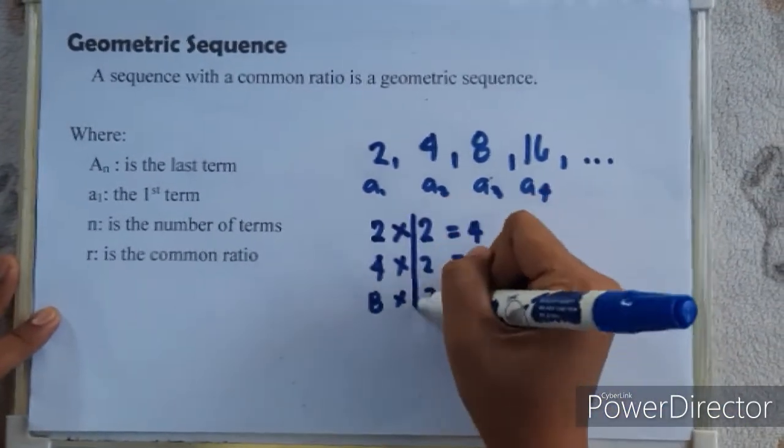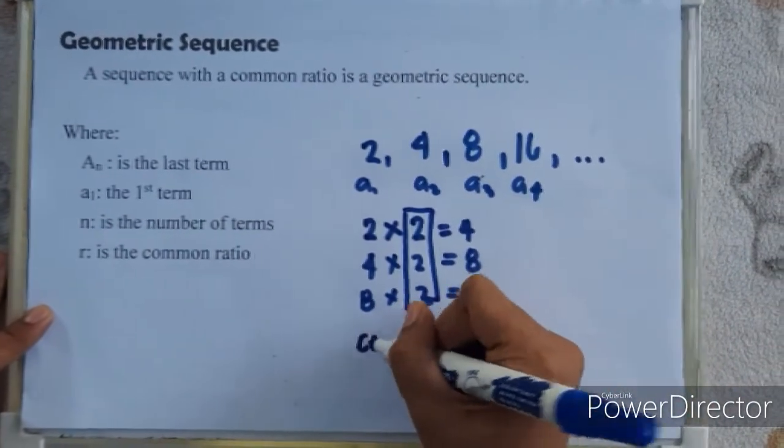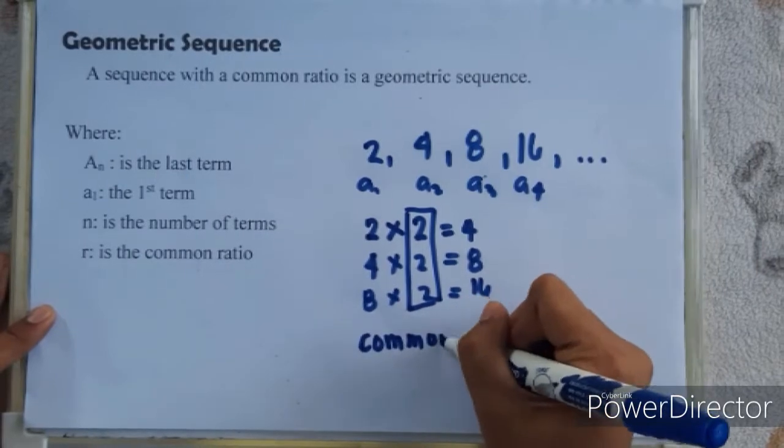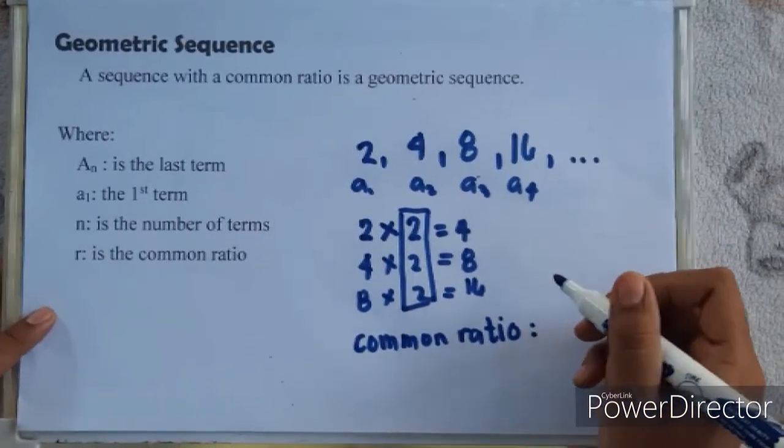As you can see, we have here a common number 2. And this common number now is called the common ratio. So, again, our common ratio in this sequence is 2.